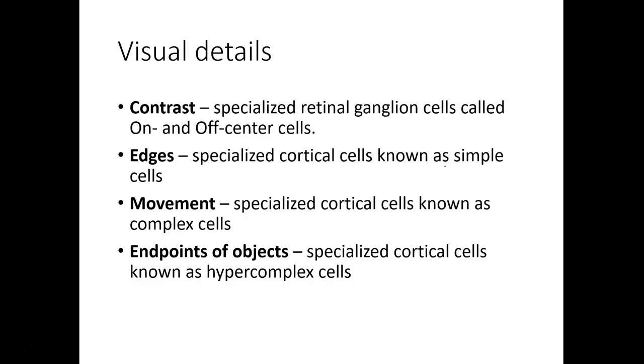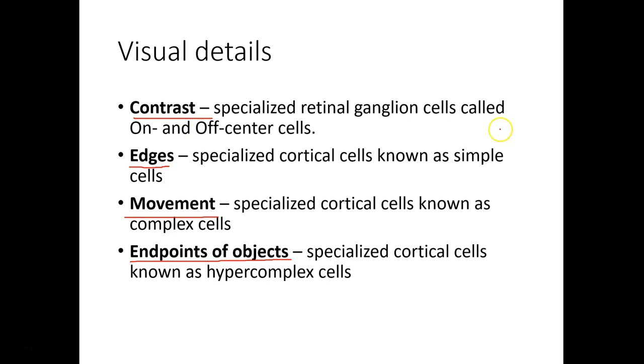So let's discuss the ways in which specific visual details are processed from our visual world. So we're going to focus on 4 different types of visual details, and there's many more that we won't discuss in this course. There's contrast, edges, movement, and then end points of objects, where objects end. So contrast is processed by specialized cells in the retina. These retinal ganglion cells are called on and off center cells. They respond to light and dark in our visual world, and they allow us to see contrast. We'll discuss this more in a second.